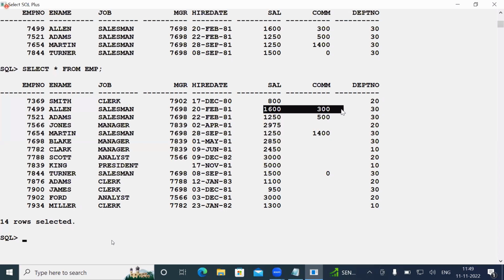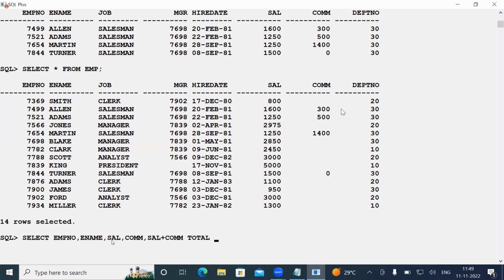Salary plus commission, how much? 1900. So carefully see, I'm writing my query. Is it happening or not? So select what I need: EMP number, e-name, sal, commission, sal plus commission. So sal plus commission, I'm showing as a total salary.